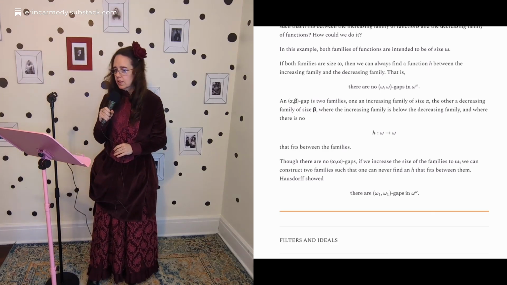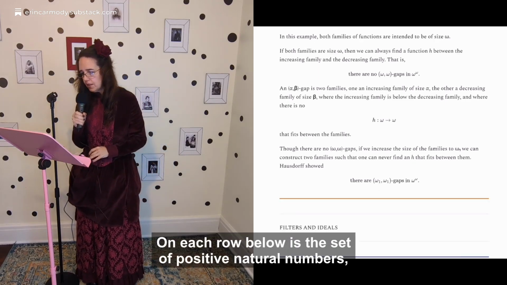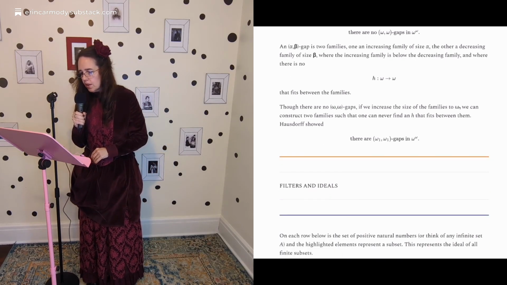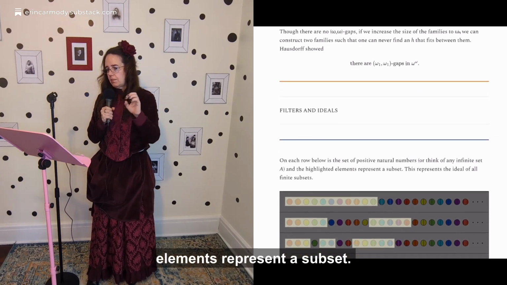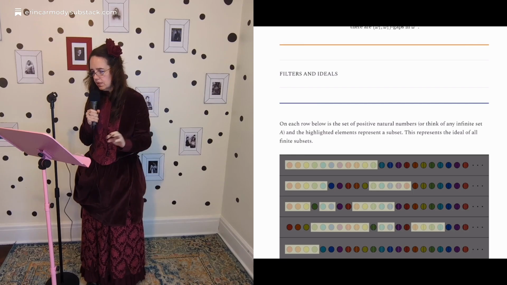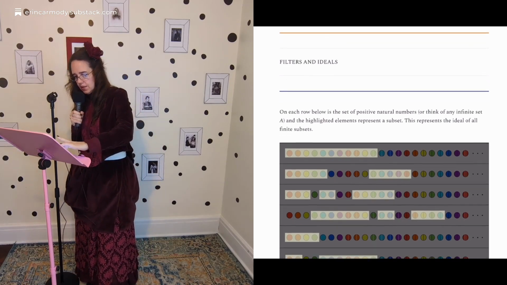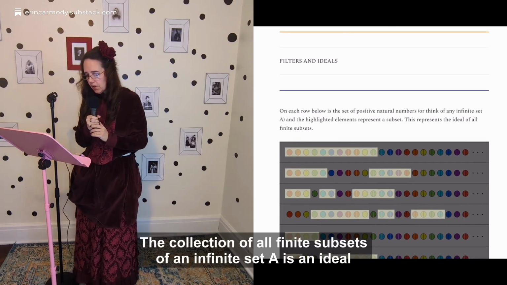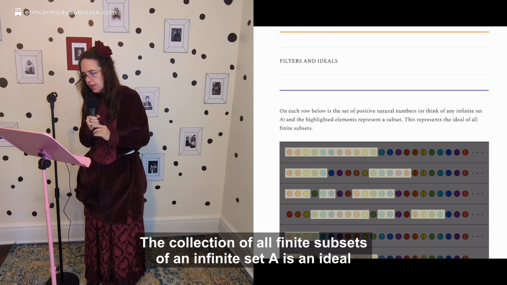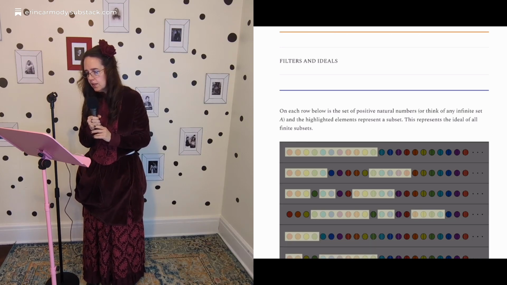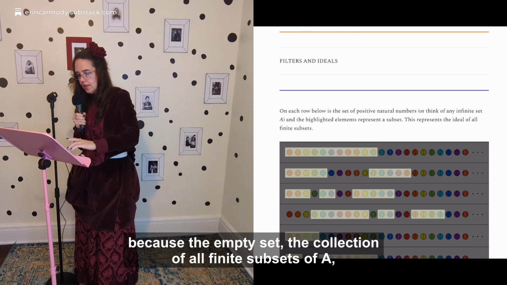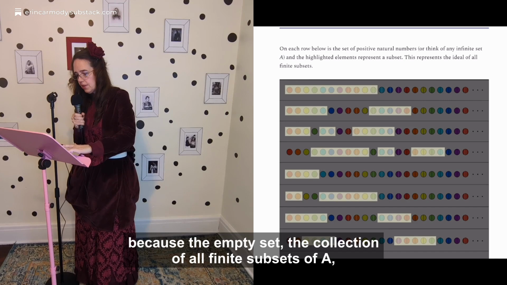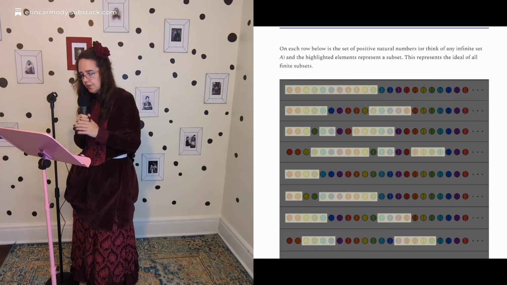Filters and ideals. On each row below is the set of positive natural numbers, or think of any infinite set A, and the highlighted elements represent a subset. The collection of all finite subsets of an infinite set A is an ideal because the empty set is in I.